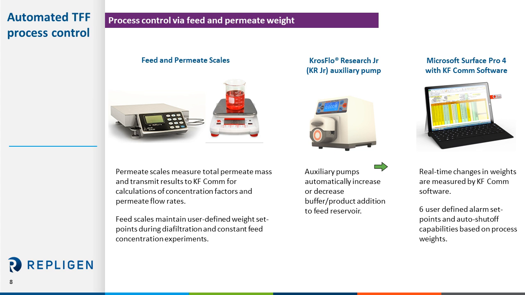In addition to pressure set point alarms and shutoffs, the KR2i has been designed to include 6 user-defined alarm set points and auto shutoff capabilities based on weight. This is to help ensure that your process is run safely and in a controlled manner. Examples of alarm set point utility include prevention of the feed reservoir weight or volume dropping too low, and notifying end users that the desired permeate volume has been collected.